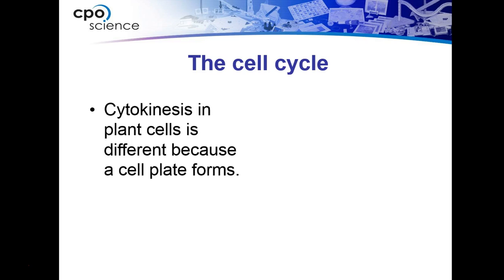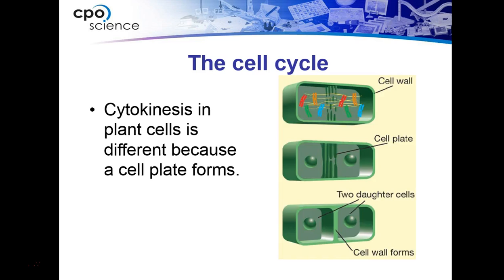The interesting part is there's a difference in cytokinesis between plant cells and animal cells. In plant cells, because they have a cell wall, a cell plate forms between the two daughter cells before the actual cytoplasm divides. This is a little different than in animal cells that split off and the cell membrane actually splits into two.